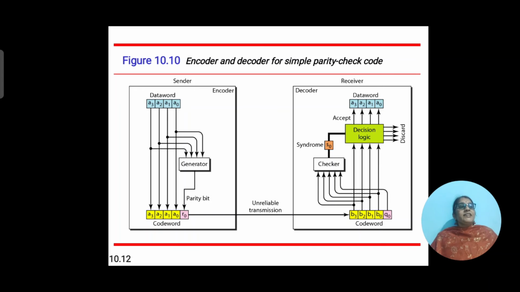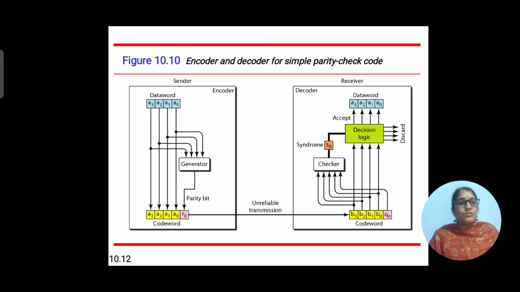On the receiver side, we have data words, that is A3, A2, A1 and A0, and the decision logic, and then the checker side, and the code word is B3, B2, B1, B0, Q0. When we send the data word, it goes to a generator, which generates the code, using its algorithm. Then it's sent as a code word where the parity bit is added to the message.